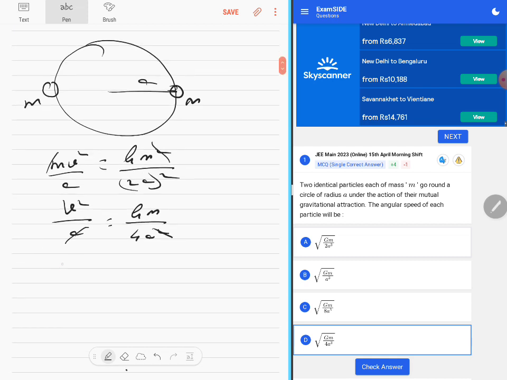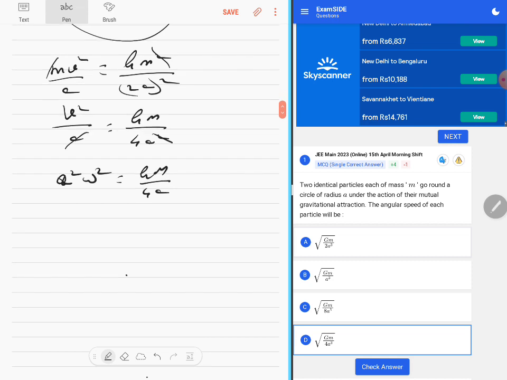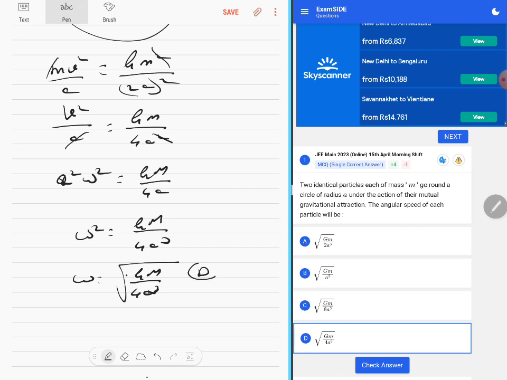Linear velocity therefore is r times angular velocity, which is a square omega square is Gm by 4a. So omega square is Gm by 4a cube. Correct? So omega is equal to root of Gm by 4a cube. So that is the value. So you got option number D. Let's go to next sum.